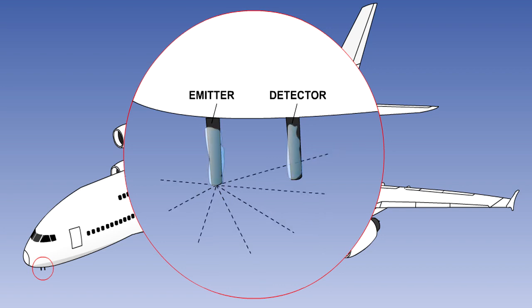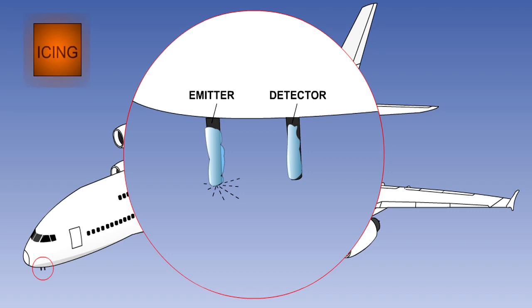Beta particles are absorbed by ice, so that, in icing conditions, fewer particles are sensed by the detector. At a certain beta particle count rate, corresponding to approximately 0.4 millimeters of ice, a relay in the detector probe will operate, causing a warning on the flight deck.